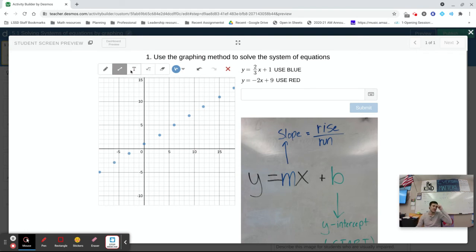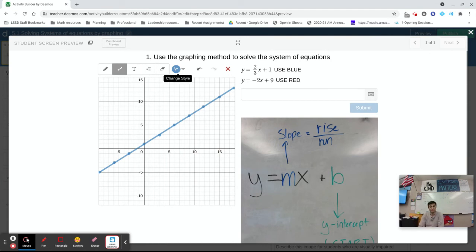Then it's kind of cool. I have this line tool. I can click at this far left point, drag it all the way to that far right point. And if I did it right, every point should fall on that line.